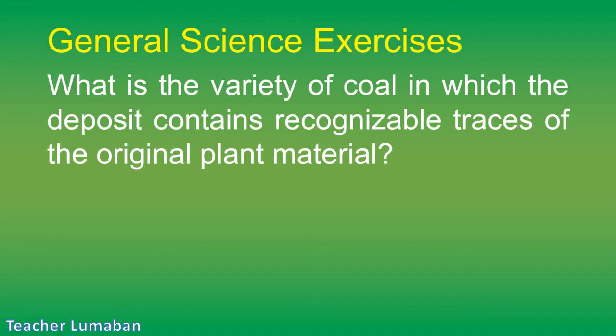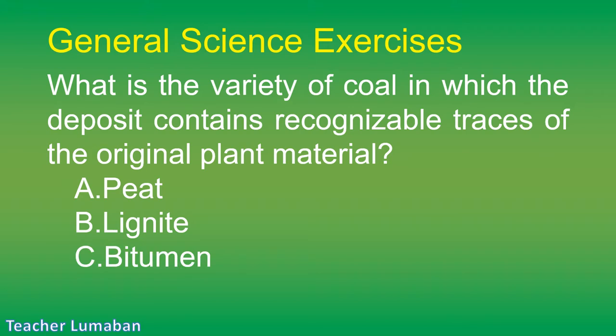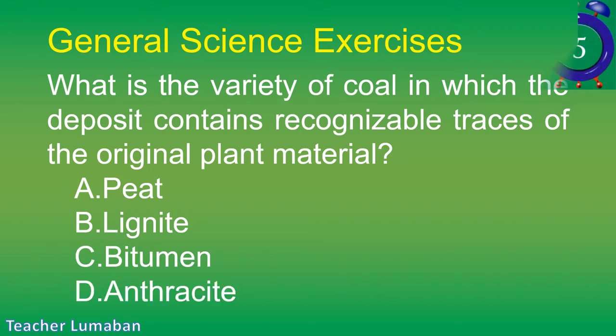What is the variety of coal in which the deposit contains recognizable traces of the original plant material? Letter A. Peat. Letter B. Lignite. Letter C. Bitumen. Letter D. Anthracite. Choose the suitable answer to the following choices in 5 seconds. 5, 4, 3, 2, 1. The correct answer is letter A.